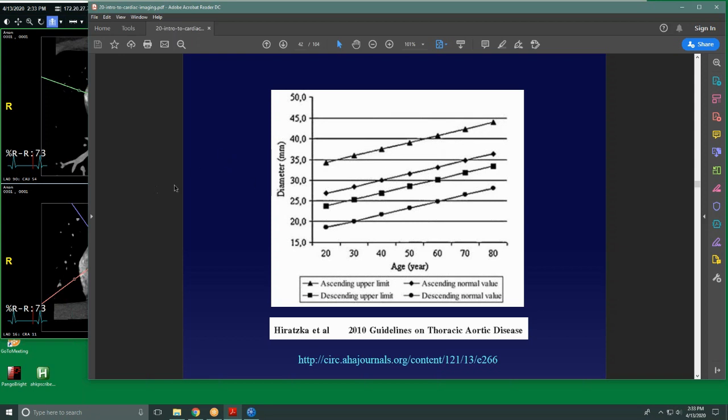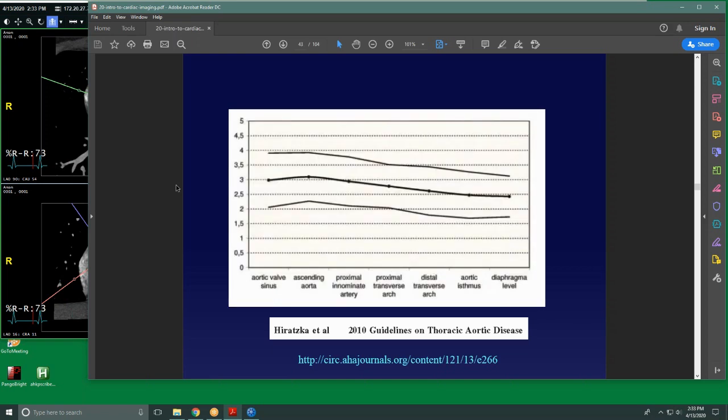So just be aware that the limit a lot of people teach is 40 millimeters as the upper limit of normal for the aorta. Just be aware that it's not quite that simple. You don't need to remember these numbers though, don't worry about that.